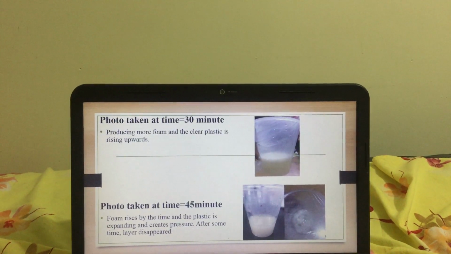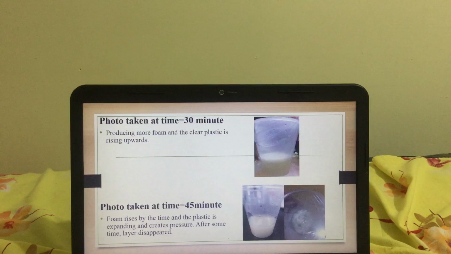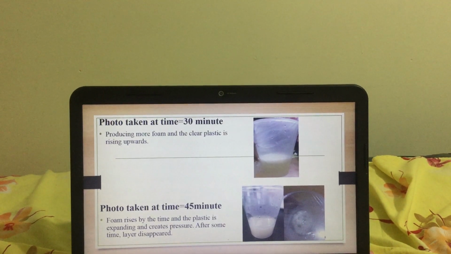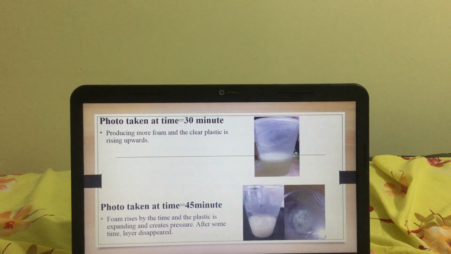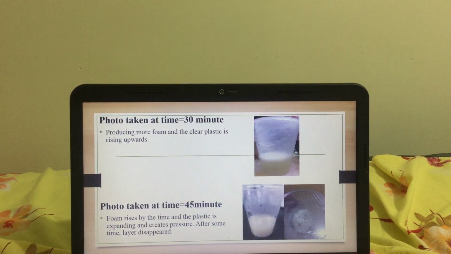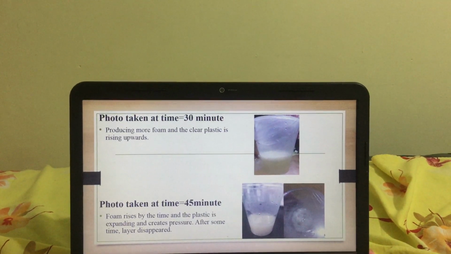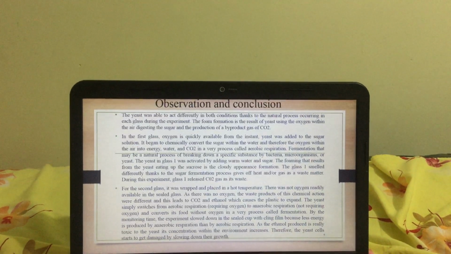Then the picture is taken after 30 minutes. It is producing more foam, and the clear plastic is rising upwards because it is producing gas inside. The fourth picture is after 45 minutes, where the foam rises with time, and the plastic is expanding because there is gas inside creating pressure. After some time, the layer disappeared.